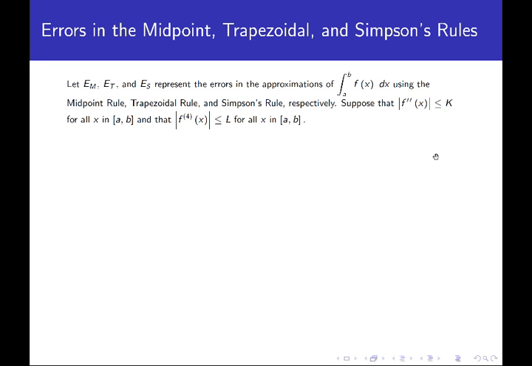Let's suppose that the absolute value of the second derivative of the function is less than or equal to some constant over the interval that we're integrating. And then let's suppose that the fourth derivative is also less than or equal to some constant over the interval that we're integrating.